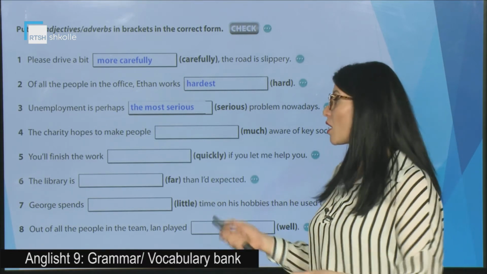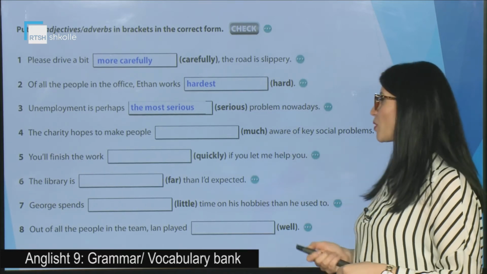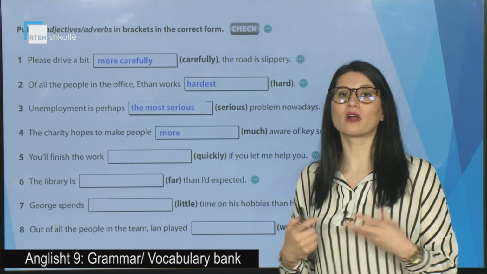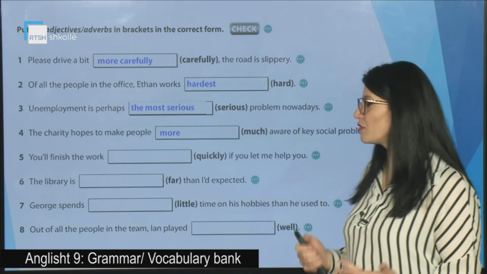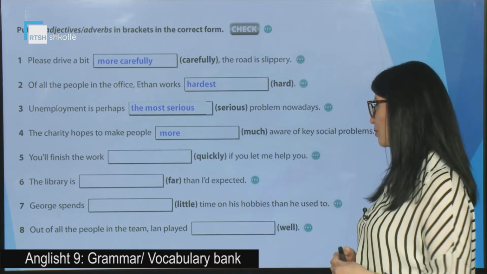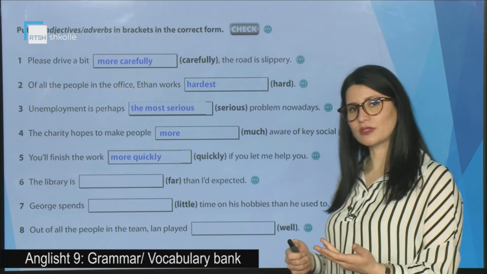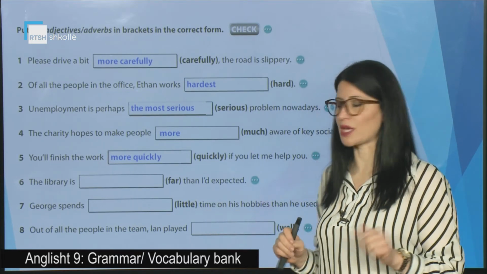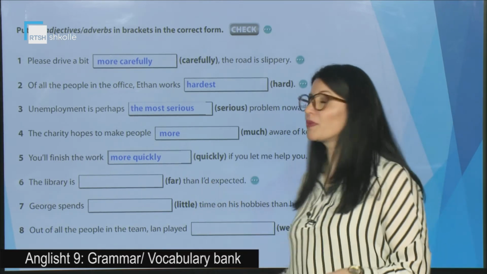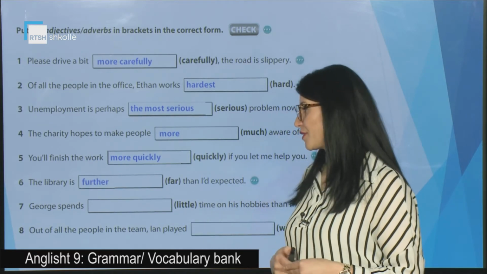The charity hopes to make people, and we have much, aware of key social problems. So what do you think? We need a comparative form here, and we're saying more aware. Number 5. You will finish the work quickly if you let me help you. So we have the adverb quickly here, and we are going to use it in the comparative form to say more quickly, to compare two situations. The library is far than I had expected. So be careful, the adjective far is an irregular adjective and its comparative form is further.